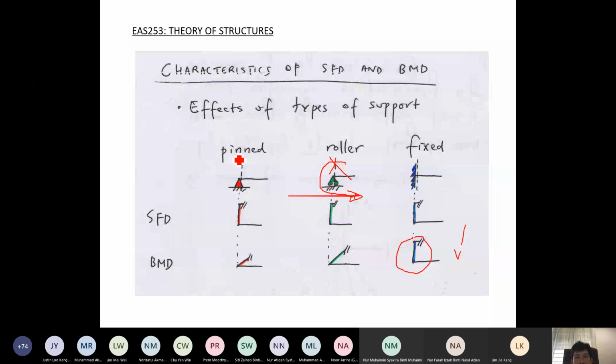But remember, class, this is for the case of a simple support with no loading and no concentrated moment acting at the support. So your bending moment diagram should be zero for pin and roller, but there should be a value if that end is a fixed support. This is for the case of type of support.